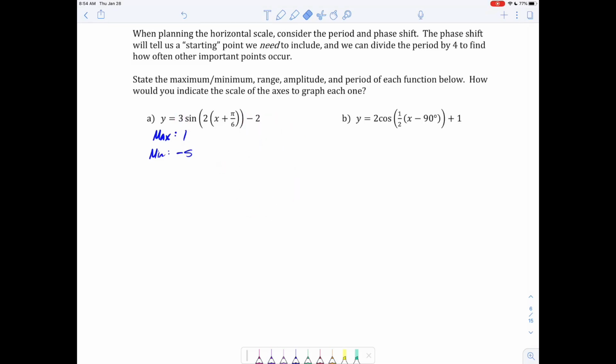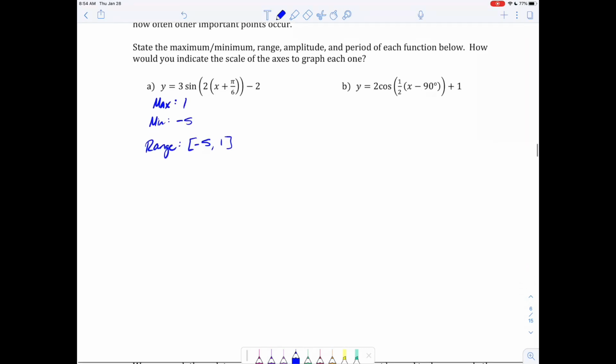Look at it go. So the range here is from -5 to 1. Woo! What's the amplitude? Well, the amplitude is equal to the value of A. That's just straight up 3.